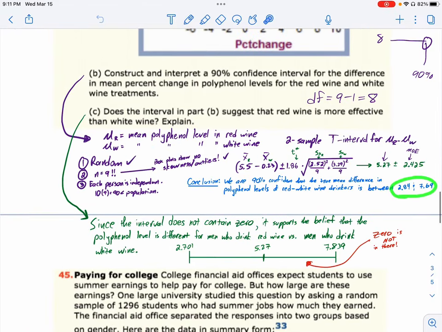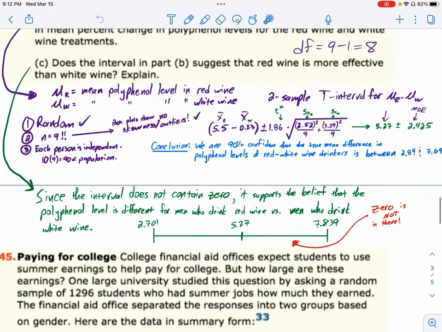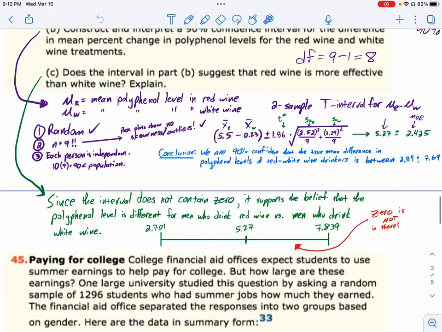Then the last one here is, does the interval in part B suggest red wine is more effective? Meaning if red wine is more effective, then when I do this subtraction, red minus white, it'll be a positive number, right? But if red wine is not more effective, the answer would be 0, right? Red minus white would be 0 if they're equally effective.